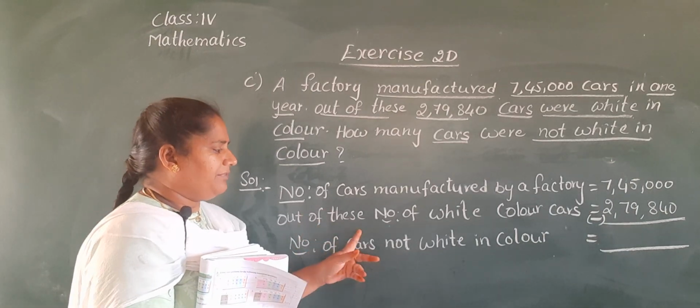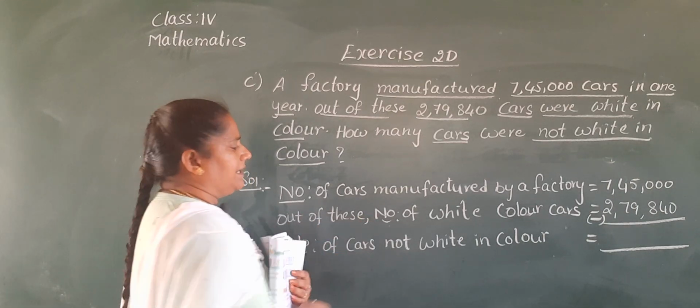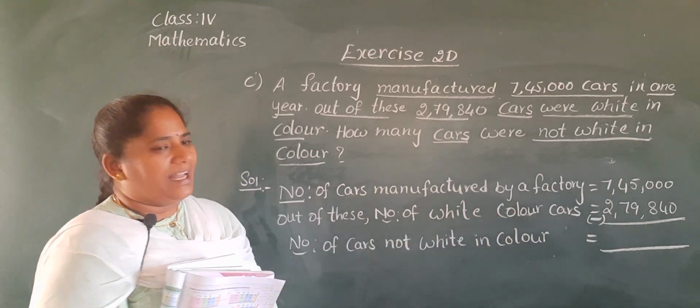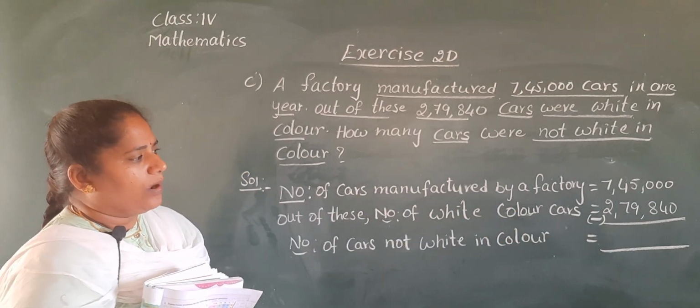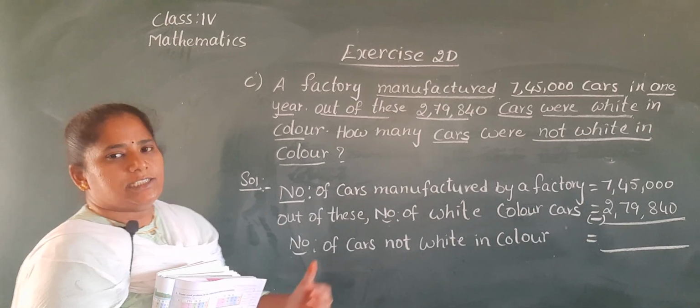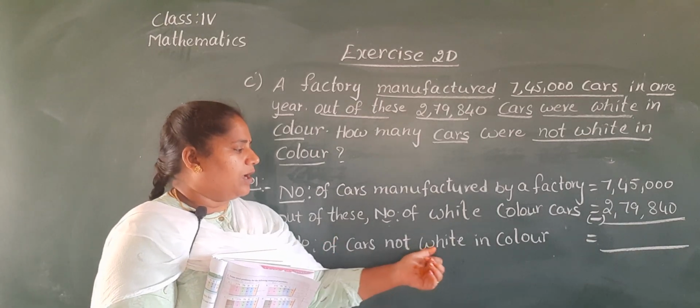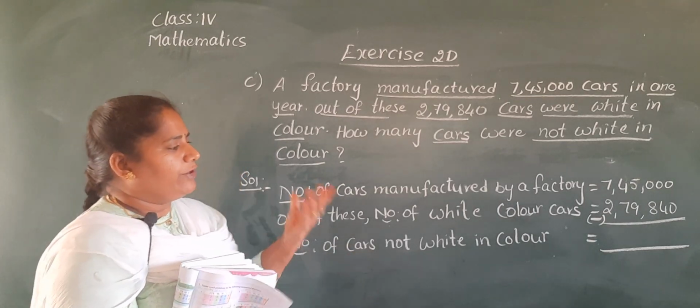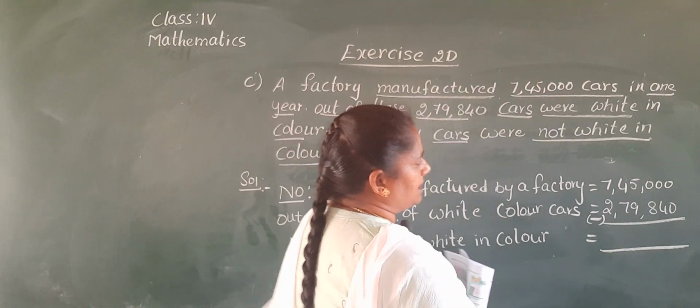So first step, number of cars manufactured by a factory. Second step, out of these, number of white cars equal to, white color cars equal to 2,79,840. So number of cars not white in color. Okay, not white in color, we only find it. So do the subtraction, children.